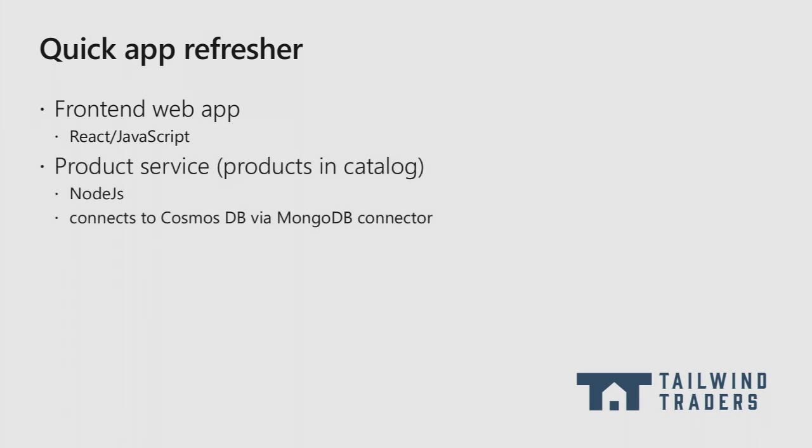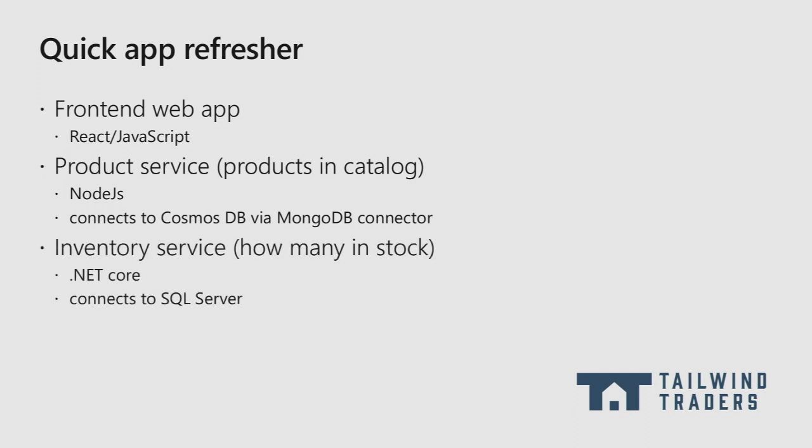We've got the product service, which is the products that are in the catalog. This is a Node.js app that connects to a Cosmos DB using the MongoDB connector. So the front end actually thinks it's talking to MongoDB on the back end, but we've got that running on Cosmos. And then the third part of this is the inventory service, and this tells us how many are in stock, right? So we'll show the actual UI later, but here's the list of products, and then we're going to pull the inventory to see how many of them we have in there.